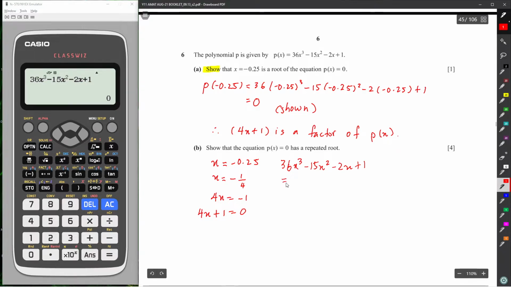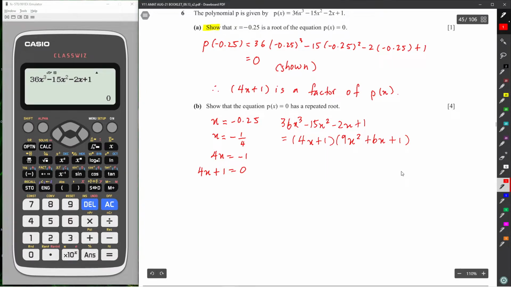So for this, we can express it as 4x plus 1 times, using 36x squared divided by 4x, we get 9x squared plus bx, and the last part we have 1 divided by 1, which is just plus 1. So now let's work out the coefficient of, let's say, b.